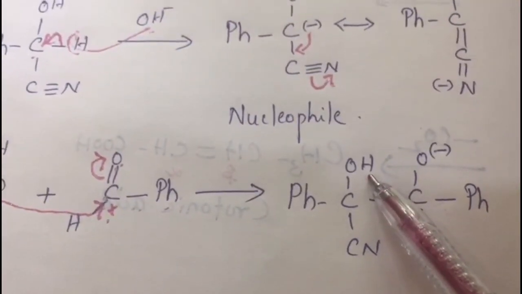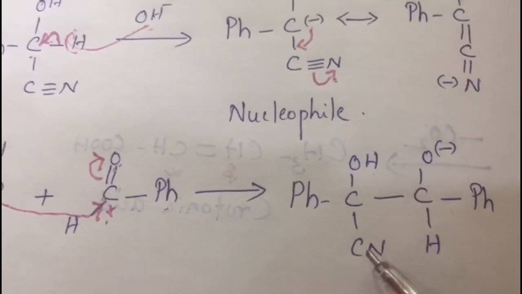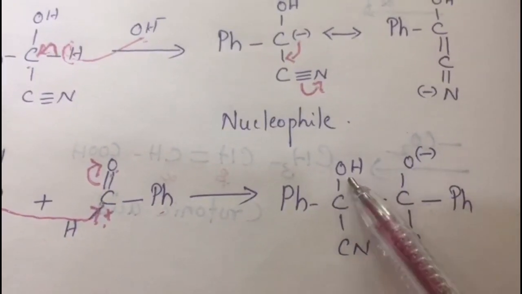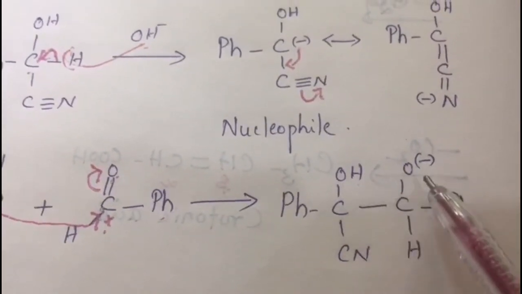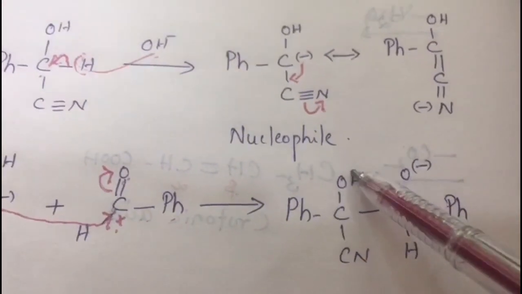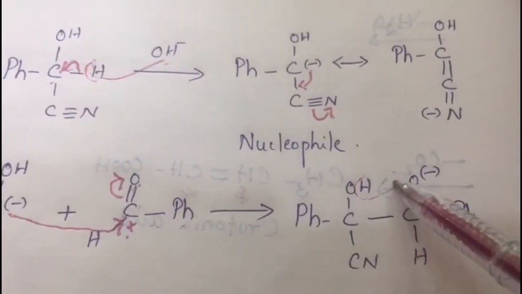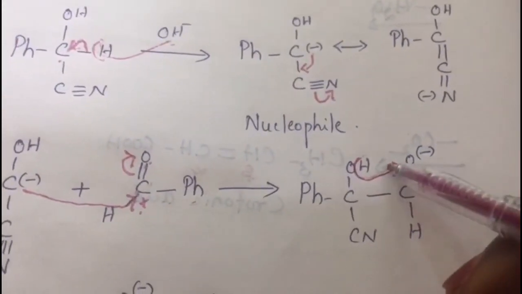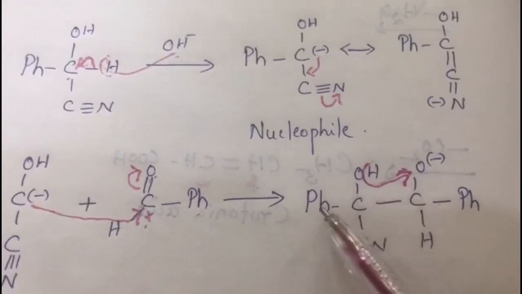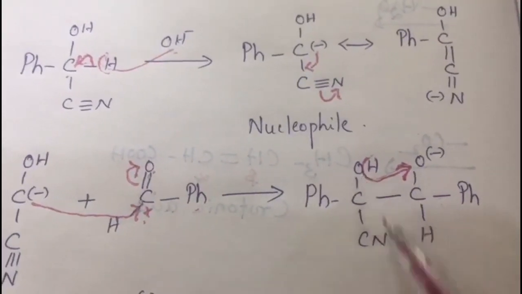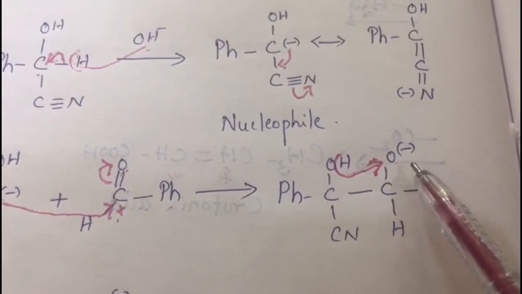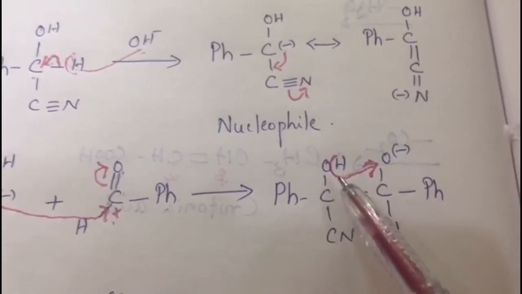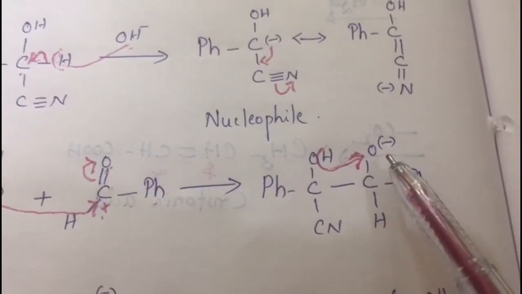This hydrogen is more acidic because of the presence of this cyanide group, and this acts as an acid-base reaction. This one is the base and this is the acidic part. So this H+ will move towards this O-, and the product formed will be PhCO-CN C OH H Ph. Because of the presence of this cyanide group, this OH will act as the acid and this O- will be the base.